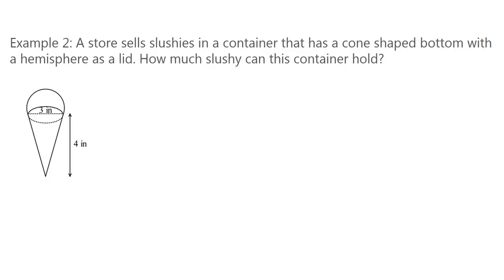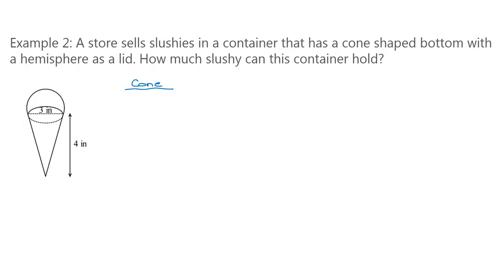Now example 2. A store sells slushies in a container that has a cone-shaped bottom with a hemisphere as a lid. Now a hemisphere is just half of a sphere. So how much slushy can this container hold? So we're going to find the capacity of the cone, the capacity of the hemisphere, and then we'll add them together. So let's start with the cone.